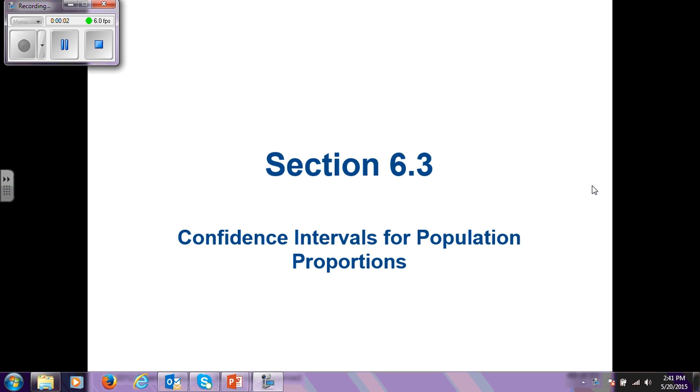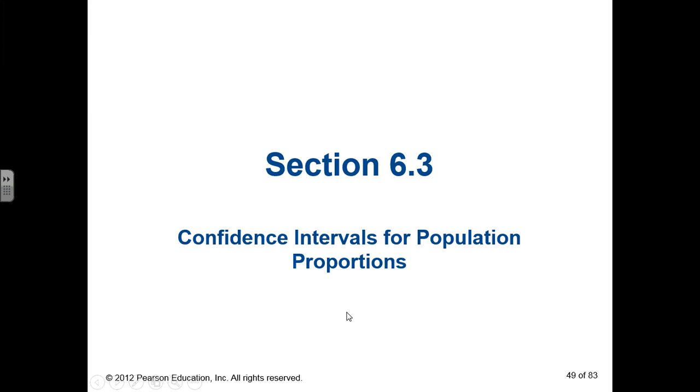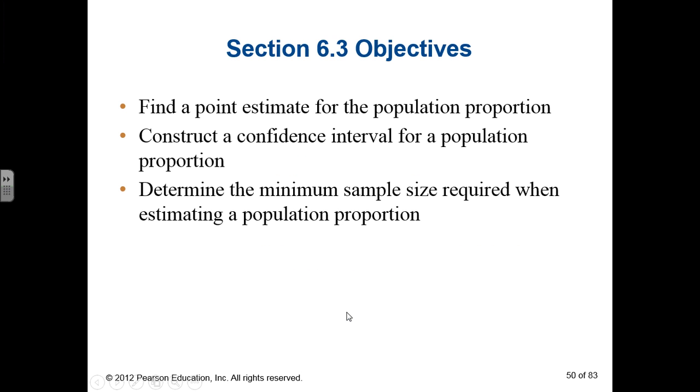Okay, so now we're starting section 6.3, where we'll be looking at how to do confidence intervals for population proportions. In this section, we'll be figuring out how to find a point estimate for the population proportion, construct the confidence intervals, and also determine the minimum sample size.